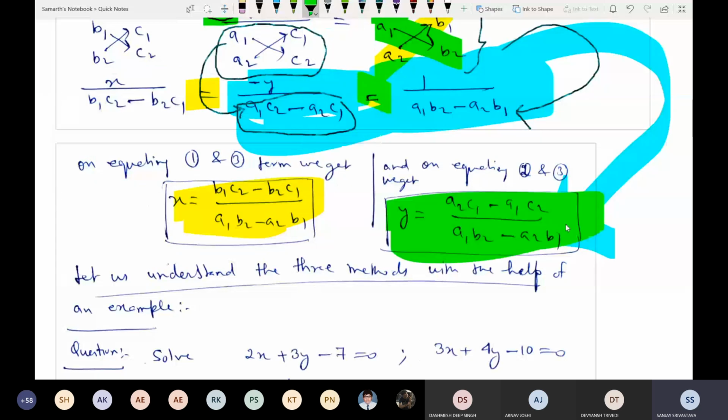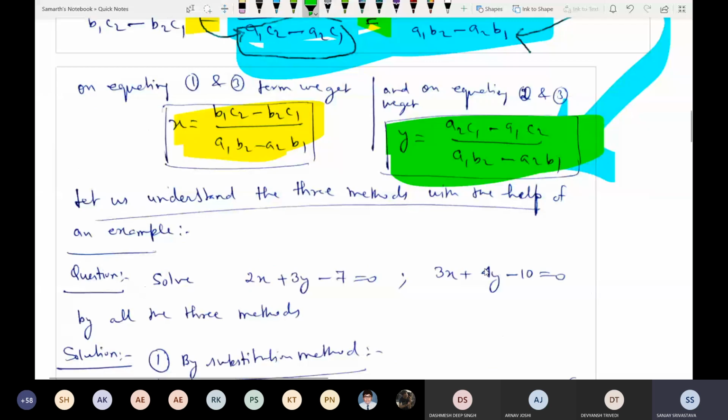Okay, it will be more clear with the help of an example, because over here a1, a2, all these are also in the form of variables. So let us take one example, and I will tell you how to solve the question by all the three methods.